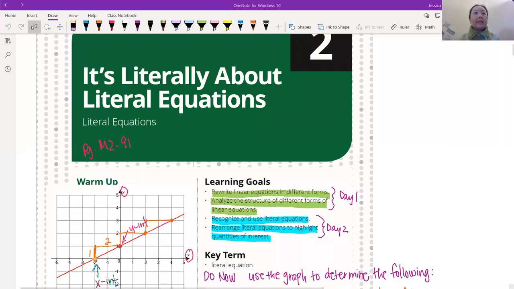Hi everyone, this is the first part, so day one of lesson 2. It's literally about literal equations, and tomorrow, the next lesson, day 2, will be more on literal equations. Today we're going to be focusing on these green targets right here: rewriting linear equations in different forms, and also analyzing the structure of different forms of linear equations.